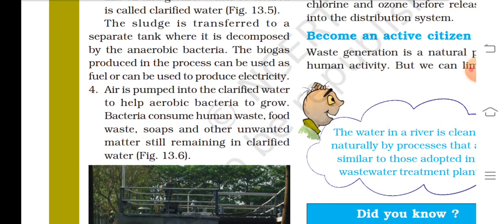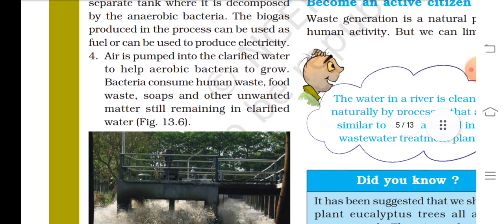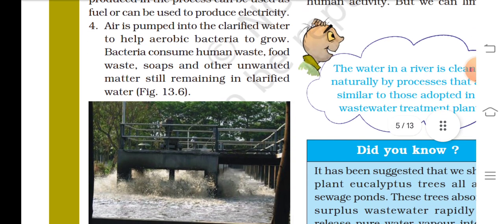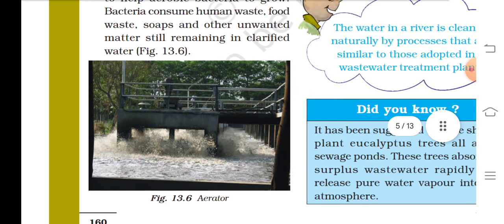Sludge is decomposed by the anaerobic bacteria. The biogas produced in the process can be used as a fuel or to produce electricity. Air is pumped into the clarified water to help aerobic bacteria to grow. Bacteria consume human waste and food waste. Soap and other unwanted matter still remain in the clarified water.